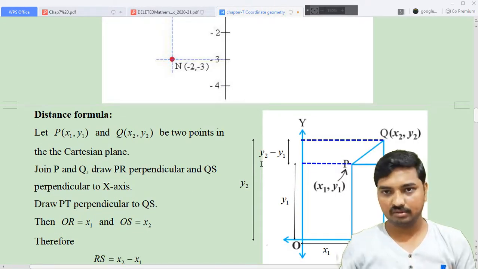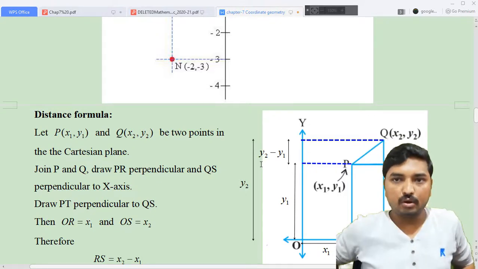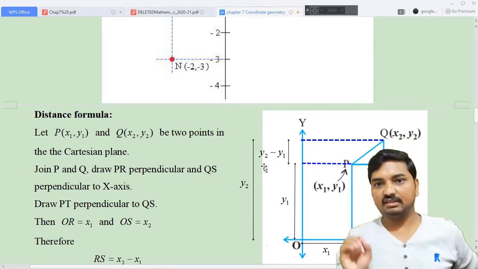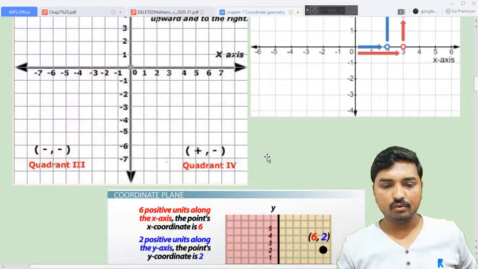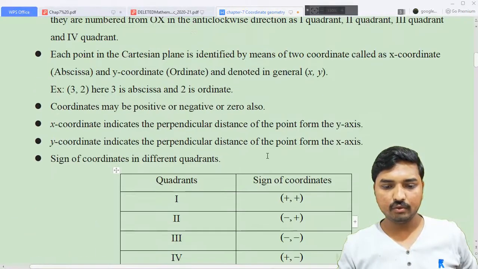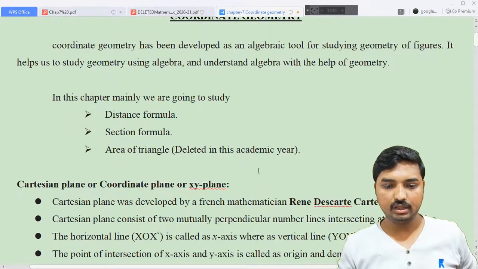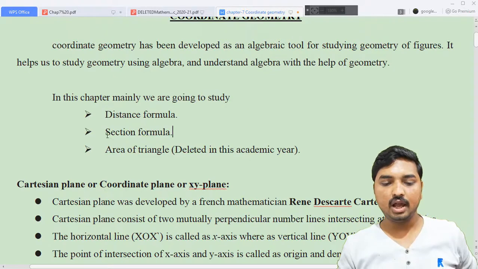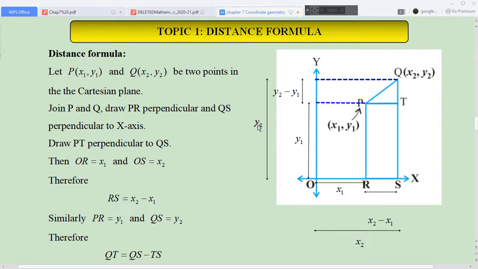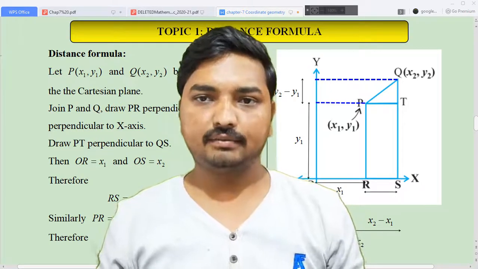The next concept is actually the first topic in this chapter: distance formula. Now look here. We are going to study three important topics. Among the three, one is already deleted, so forget about that one. This is the distance formula, and this is the section formula. First, I'm going to deal with the distance formula, and later I will move on to the section formula. Now let us begin the first topic.